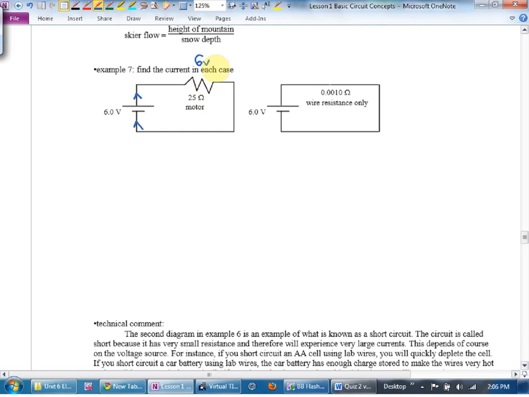What does example 7 want me to find, Alex? Current. Get the current by itself. Current is going to be what, Alex? How many volts do we lose going through this hill? 6. What's the resistance? 25. How many amps will be flowing through this circuit? What'd you get, Carly? 0.24 amps.